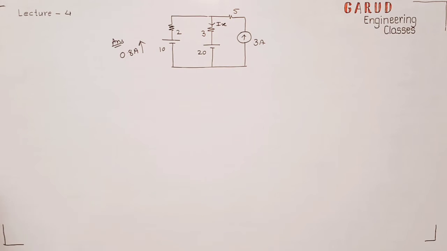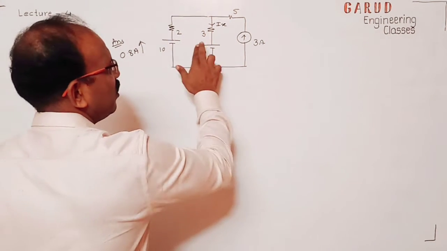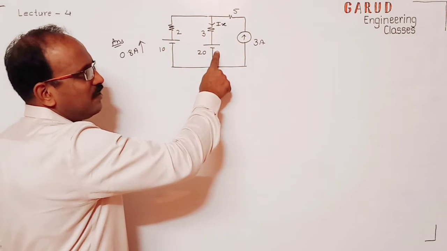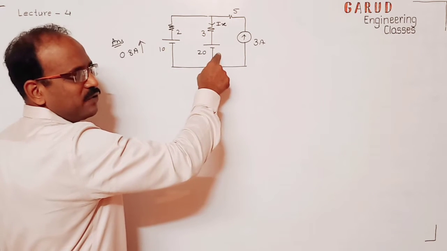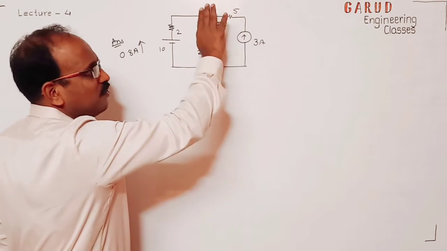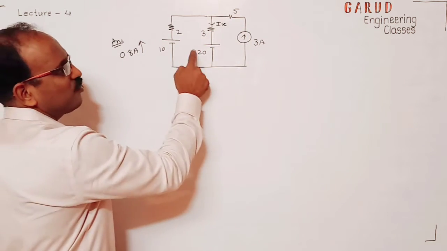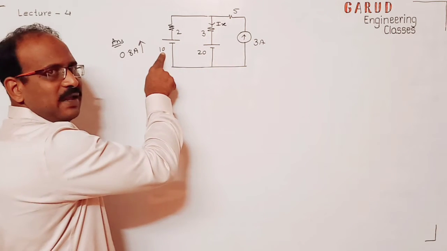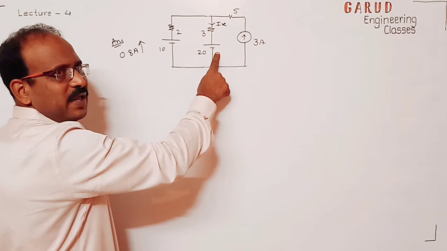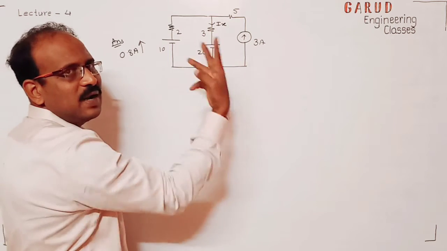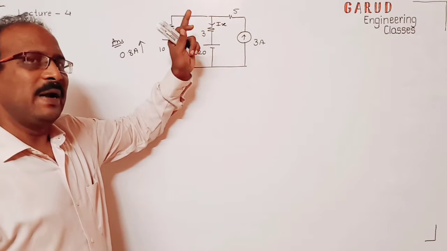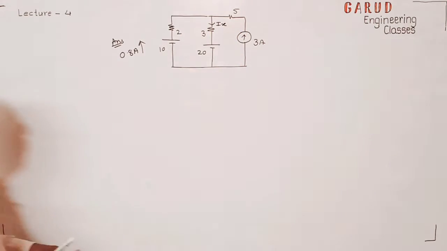In the superposition theorem, we have to consider individual sources. When we consider this 10 volt, at that time we have to kill the others. Killing a voltage source means shorting the voltage source. Killing a current source means opening the current source. Opening a branch means don't show the branch. There are 3 sources, so we have to find 3 times. When we consider 10 as the voltage source, we get some current, I1 dash. Second time I2 double dash, third time I2 triple dash.